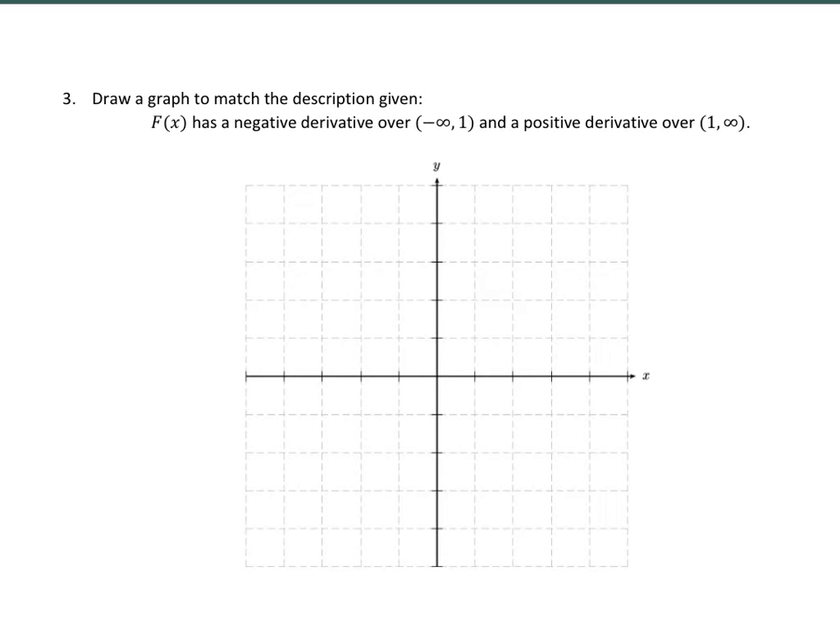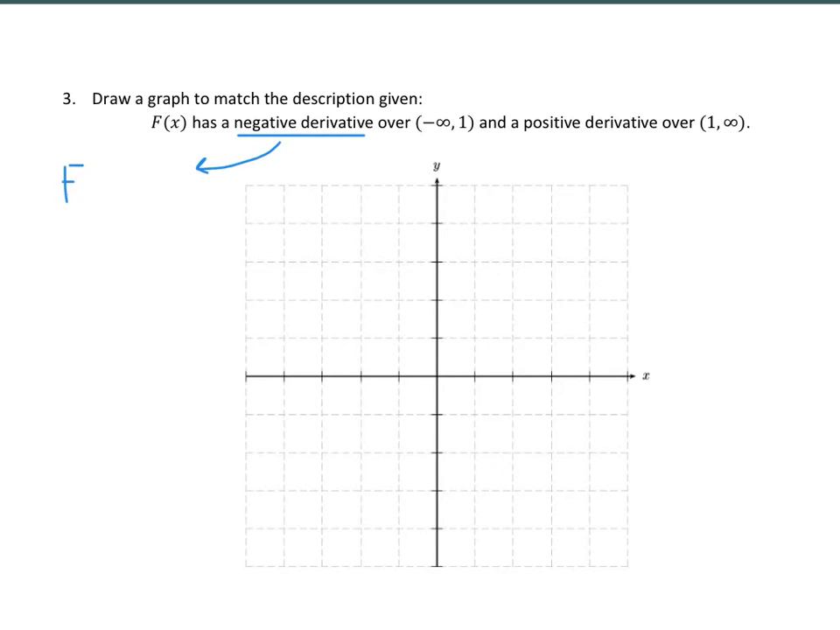In this example, we are to draw a graph to match the description given. f of x has a negative derivative over the interval negative infinity to 1 and a positive derivative over the interval 1 to infinity. When a function has a negative derivative, it means that the slope of the tangent lines are negative, and it also means that the function is decreasing.